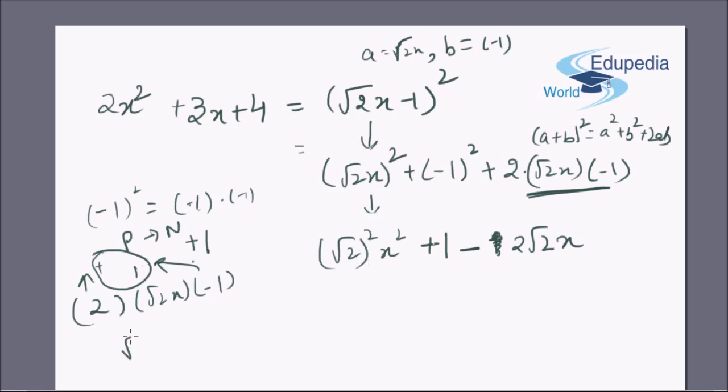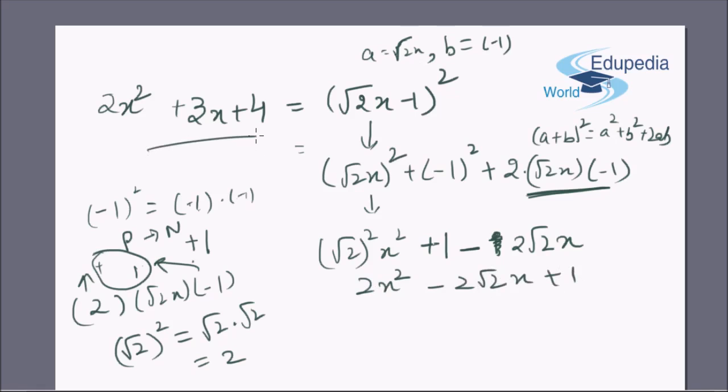Now if we have (under root 2) whole square, this means under root 2 into under root 2, which is nothing but 2. So we have 2x square minus 2 under root 2x plus 1 equal to this term.